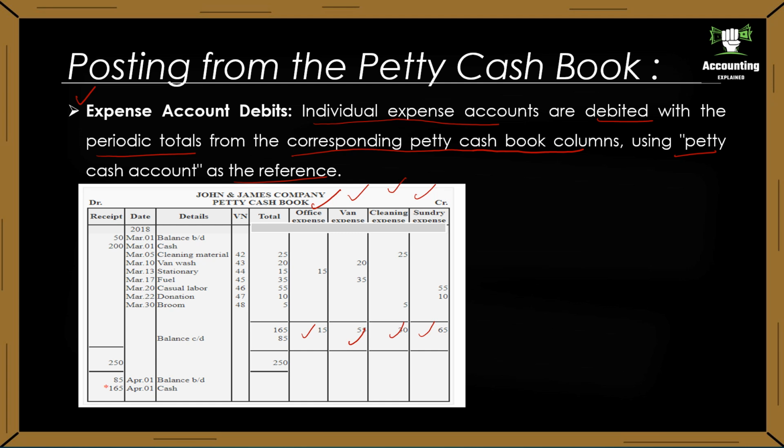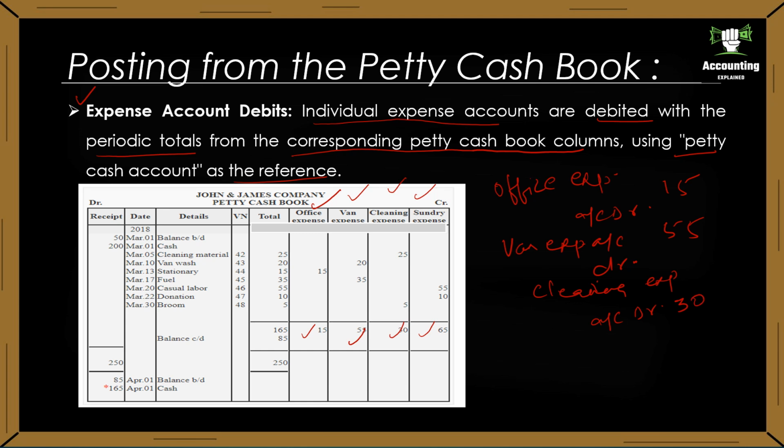So we are going to write the journal entry by debiting expenses: office expenses account debit. So expense should be debited, that you know. 15. Van expenses account debit 55. Cleaning expense account debit 30. Sundry expenses account debit 65.